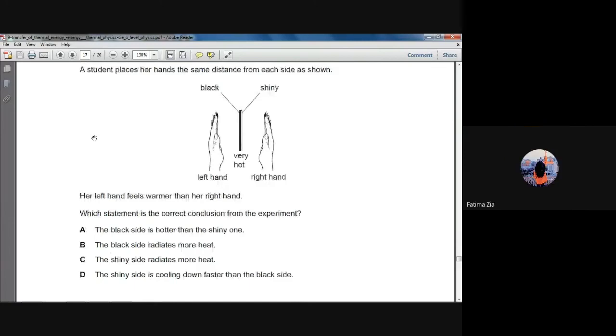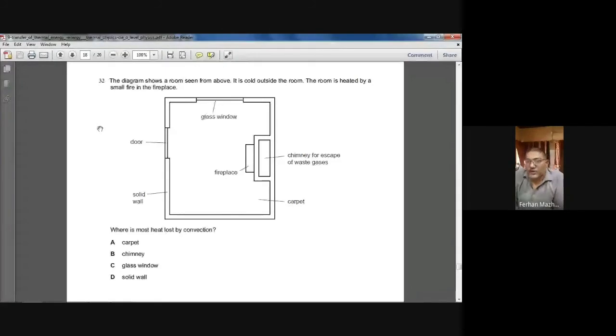Here we come. Question number 32, on your screen. The diagram shows a room seen from above. It is cold outside the room. The room is heated by a small fire in the fireplace. Where is the most heat lost by convection?